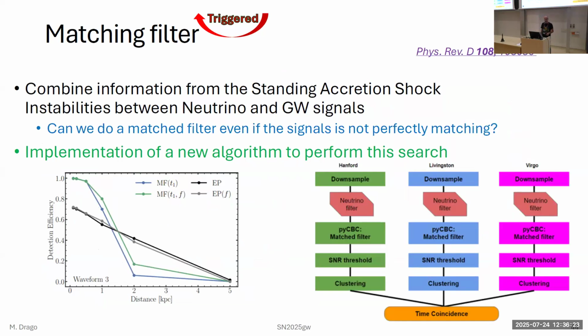It was a very beginning part, but it was promising because, for instance, compared to a usual excess power algorithm, at least for low distance, it was improving the detection efficiency at the same false alarm rate. So it was promising that it can be a good strategy, but of course it needs to be explored more. What are the improvements that can be done? For instance, making a better model for the matched filter, also exploring different progenitor models or something like that, which for the moment was not done.